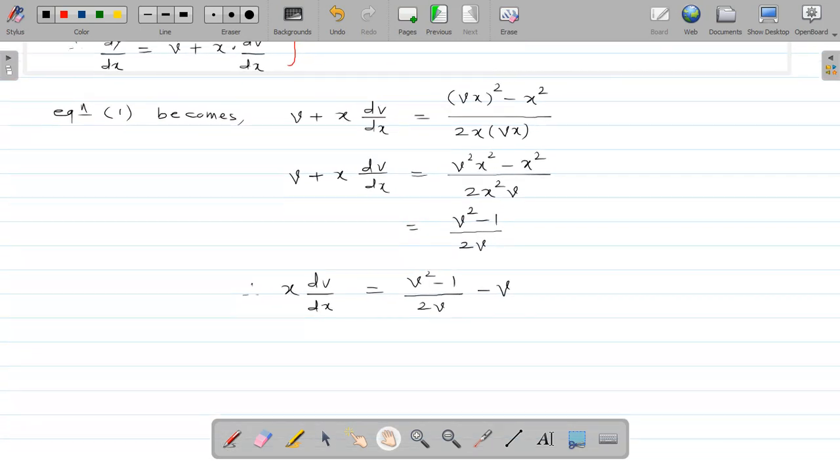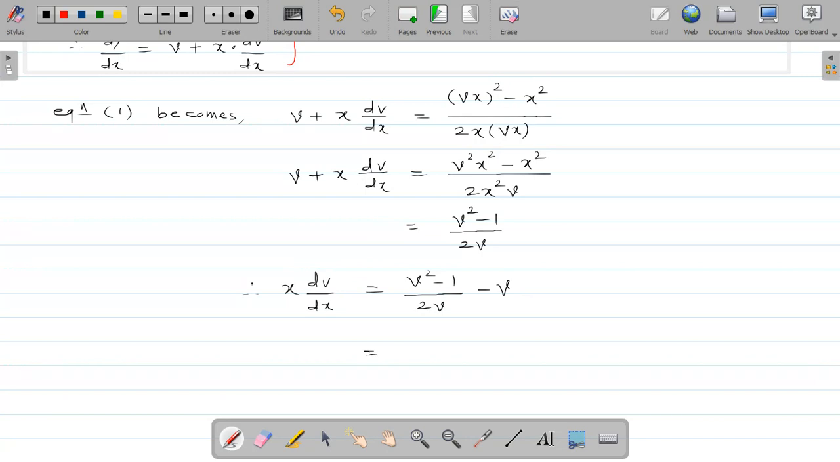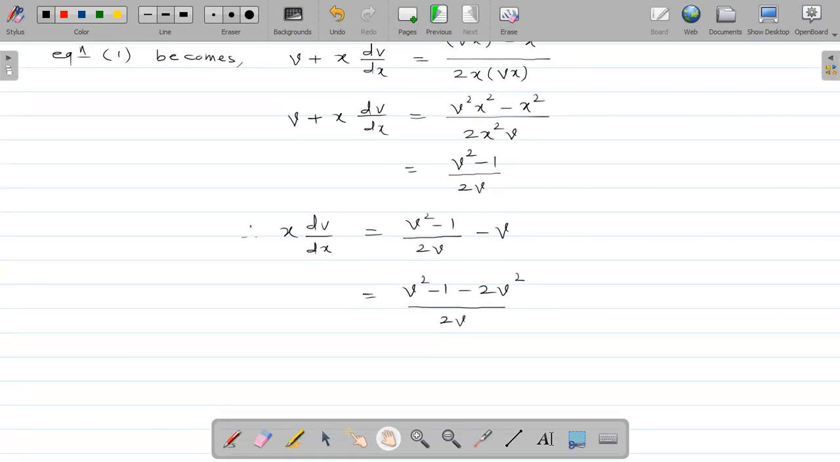Now cross multiply the RHS. By cross multiplying we will get (v square minus 1 minus 2v square) upon 2v. So this is just the mathematical steps that we have to follow for the simplification. Now what will you get? Here you will get v square minus 1 minus 2v square. So that's why you will get (minus 1 minus v square) upon 2v, and to the left hand side it is x into dv by dx. So see this step carefully.